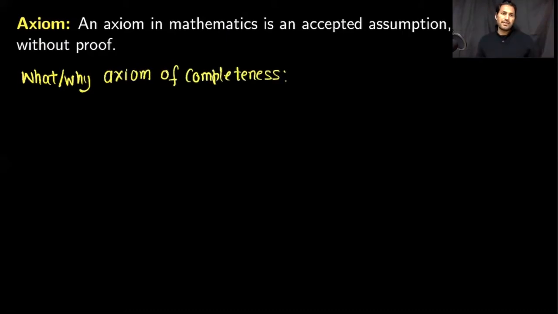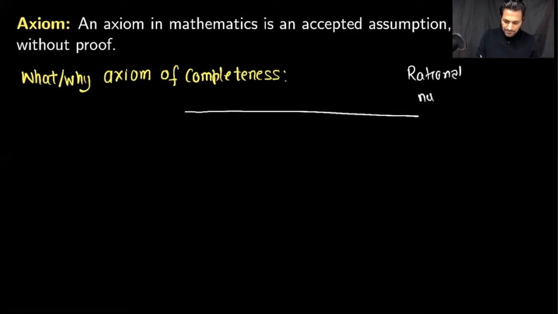Our next topic is: what is the axiom of completeness and why do we need it. In my first video, I showed you what happens if we do not have the real number system. For example, assume you live in a world where you only have rational numbers. That was true in the time of Pythagoras, because in Pythagoras' time they had only rational numbers. There were no real numbers in their time.